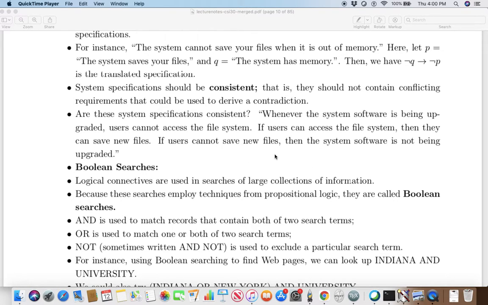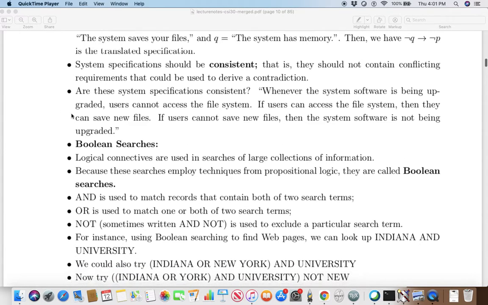See whether this makes sense. If there is a contradiction, then it is not consistent. Give it a few minutes and tell yourself, does it make sense? System software is being upgraded, so users cannot access the file system. If users can access the file system, then they can save new files. Users cannot save new files, then the system software is not being upgraded. So check whether it makes sense to you, whether it's consistent or not. It's a nice exercise.